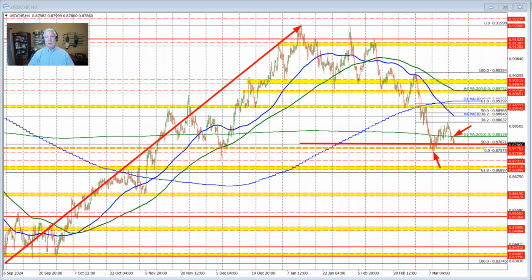So there you have it. A quick look at the dollar versus Swiss. A lot going on from a technical perspective.